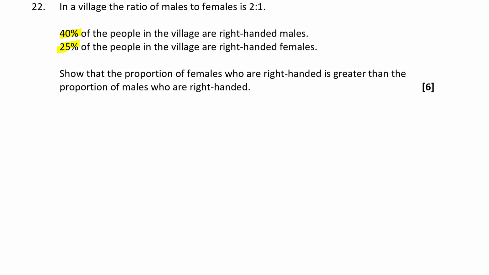But the difficulty here is I've got a ratio of 2 to 1, and it's difficult to divide 100 up into 3 parts. It doesn't divide nicely. I'd normally go for 100, but it doesn't divide by 3. So I'm going to go for 300. So I'm going to assume 300 people in the village, just so that I can do the calculation without worrying too much about it.